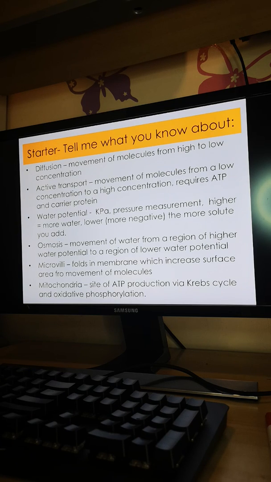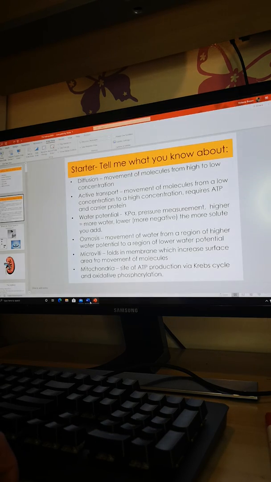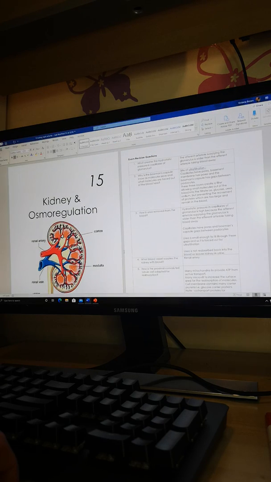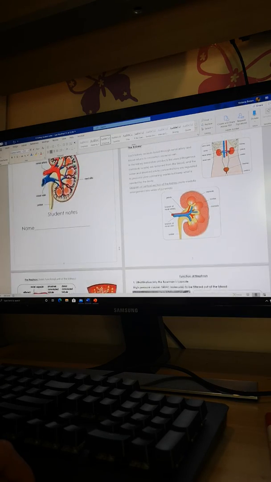Right, so we're ready to go. So you should have your kidney notes handy as well. Okay, so you should have your kidney student notes running alongside the PowerPoint.